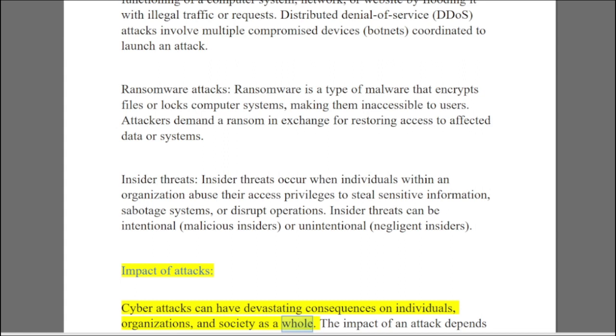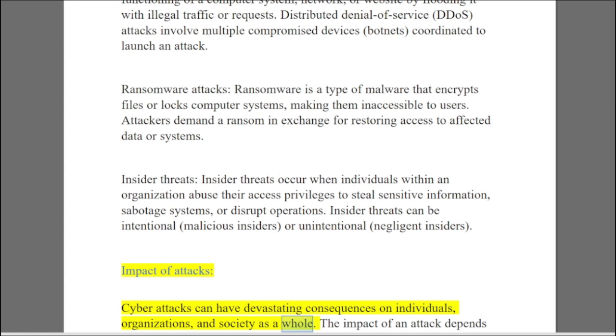2. Threat. A threat in cybersecurity refers to any potential danger or risk that can exploit vulnerabilities and cause harm to information, systems, or networks. Threats can take many forms, ranging from natural disasters and human errors to deliberate malicious actions by threat actors. Understanding and identifying threats is essential to assessing cyber risks and implementing appropriate security measures to mitigate them.